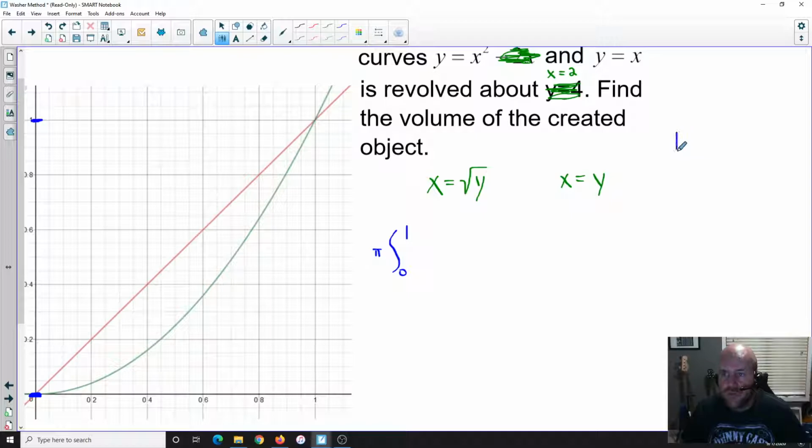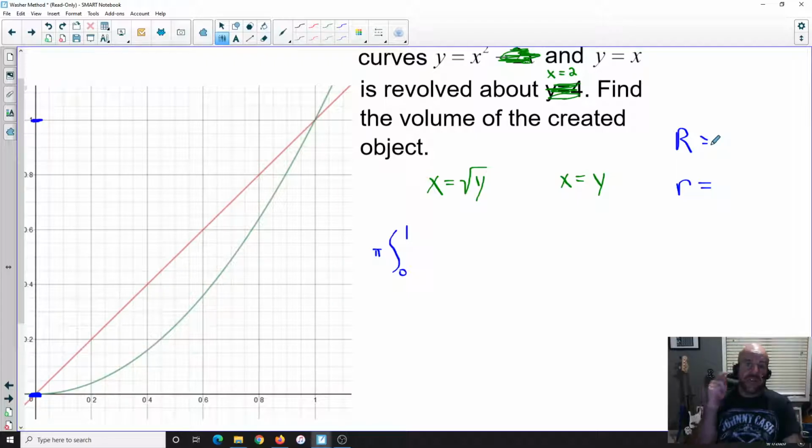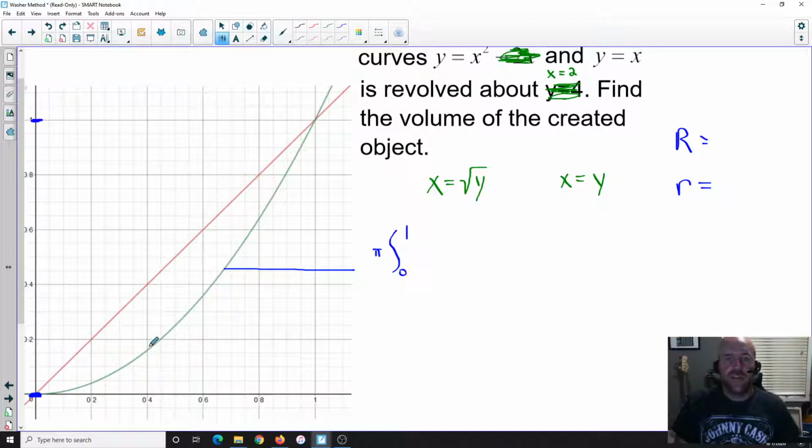Okay, so now always the next step, find big R, little r. We're going to do the same exact thing that we did in the last problem. We're going to start at the axis of rotation, which is x equals 2, and we're going to draw a line towards the function. So if I'm starting over here at x equals 2, drawing a line towards the function, the first one we're going to hit is this green one, which remember is now root y. So that's going to be our little r.